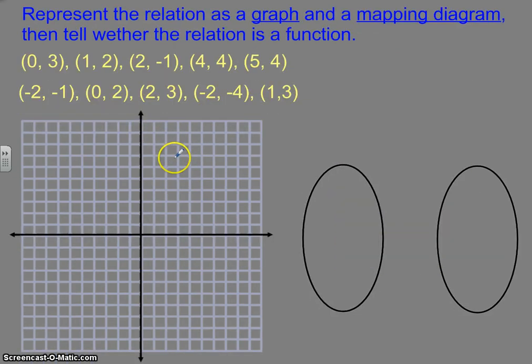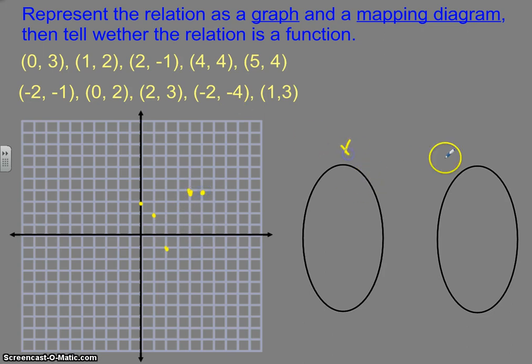Represent the relation as a graph and in a mapping diagram. Tell whether the relation is a function. Okay, for time's sake, let's just do one of these. So I got 0, 3. I've got 1, 2. I've got 2, negative 1. I've got 4, 4. It's at 4, 1, 2, 3, 4, and then 1, 2, 3, 4 up here. And I've got 5, 4 right there.